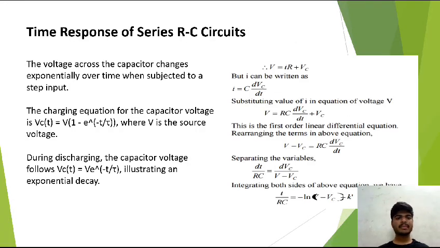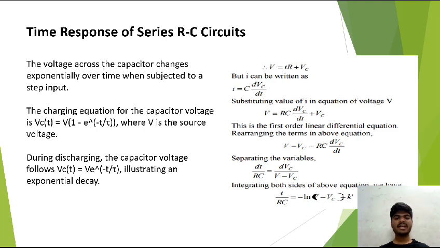In this slide, we can see the time response of series RC circuits. As time changes, the voltage across the capacitor changes as it charges and discharges. For charging of the capacitor, voltage is given by V of t equals V naught into 1 minus e power minus t by tau, where V of t is the voltage at that time, V naught is the maximum voltage, and tau is the time constant, where tau equals RC, with R the resistance and C the capacitance. For discharging, it is given by V of t equals V naught into e power minus t by tau. The same terminology is used here also.